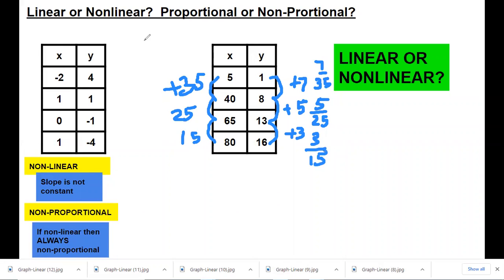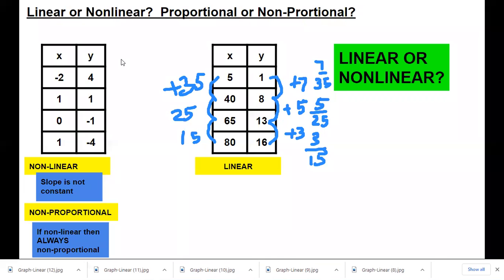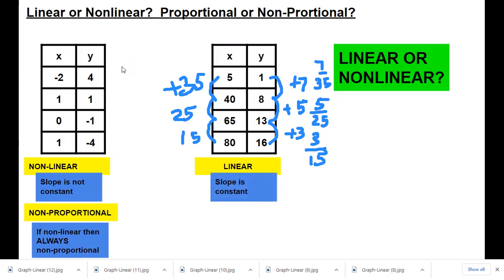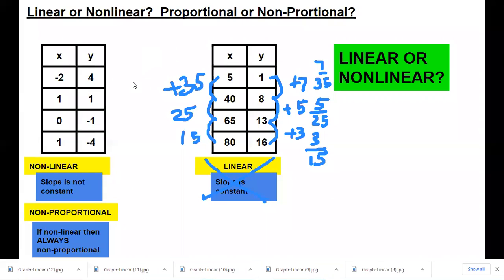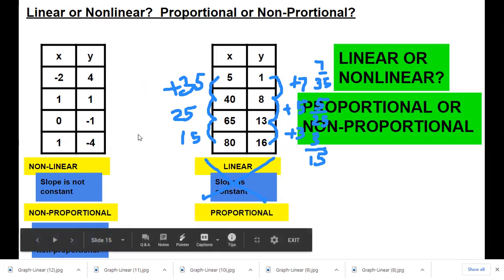What do you know now? That's not right. That's nonlinear. The change in y over the change in x is changing. The slope is not constant, so ignore that one. That is incorrect. And then it's automatically non-proportional, but this is going to say proportional, but it isn't. So ignore that one. Let's clear that.